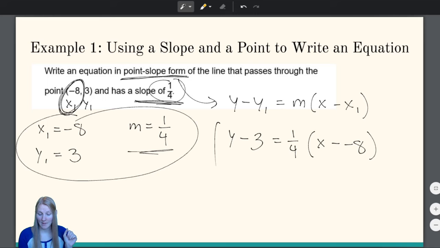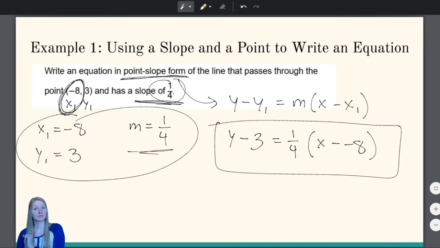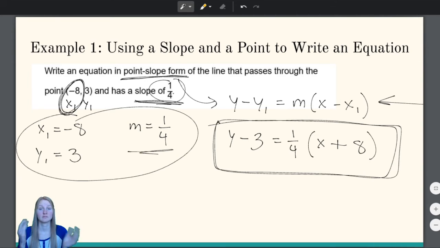Now, am I going to leave it like this? Let's clean it up a little bit. Remember, minus a negative means positive. So I have x plus 8. And there you go. That's it. It is in point slope form, so we're good to go.